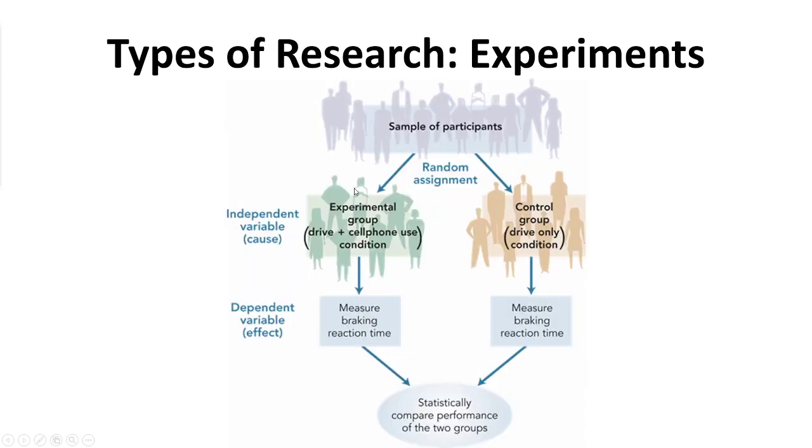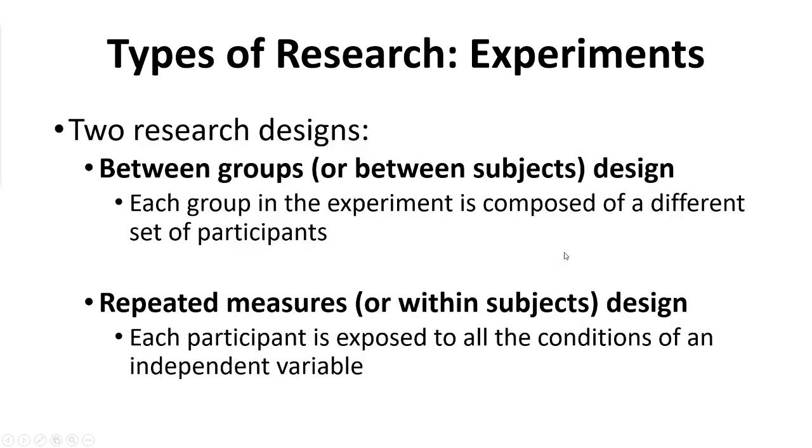So we have 5 or 10 people who were given a cell phone to watch, and they were set into the driving simulator and they did the task. There's another group, a control group, a different set of people who just did the driving simulation. They didn't have a cell phone. These 2 groups of people are different people. So that's our between groups. But there's another special case that we can use, and this is the repeated measures or within subjects design.